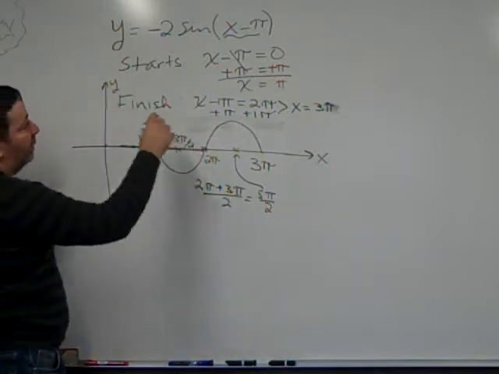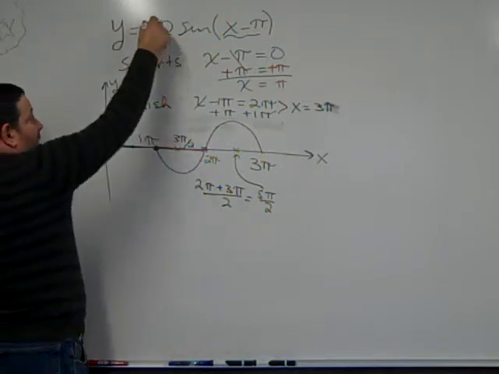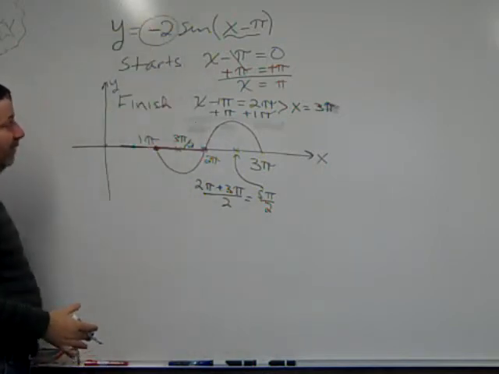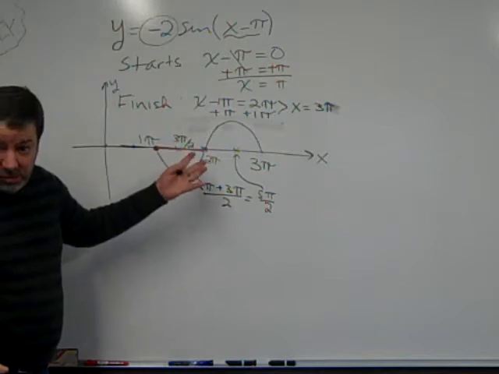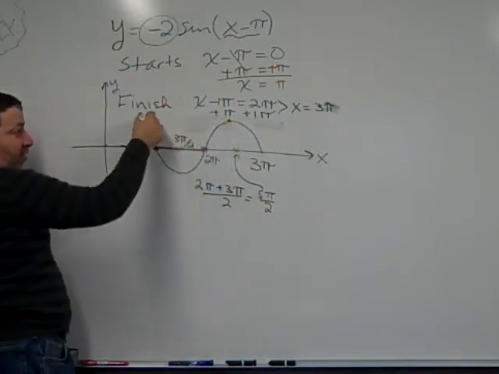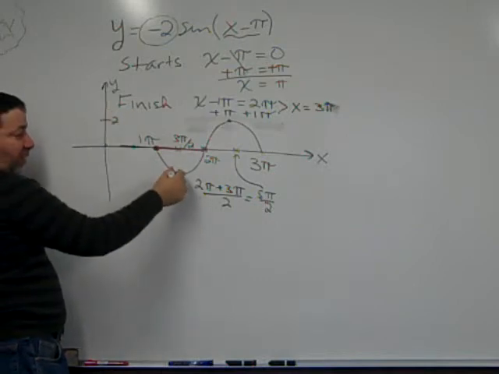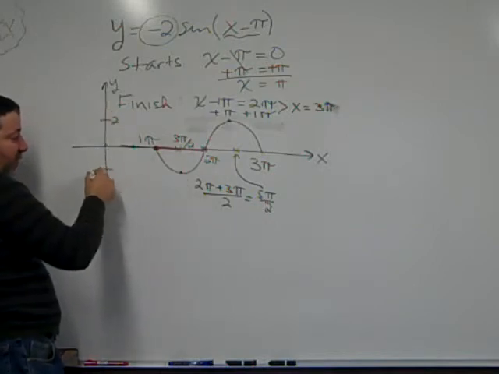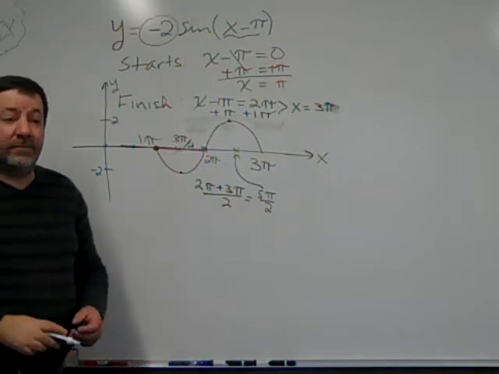And since the absolute value of this is 2, the highest value, go to the highest point, the highest value is 2, and the lowest value is -2, and there's your graph.